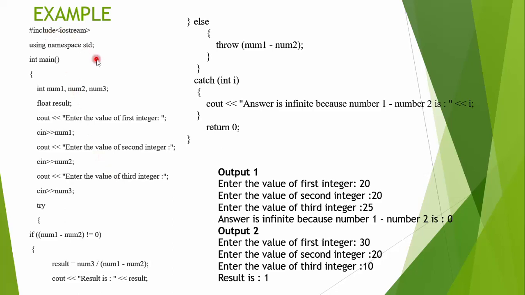This is a very basic, simple example of exception handling. First, as usual, starting with the header files, iostream and std, and then the main function. I am declaring three integer variables, num1, num2, num3, and a float to hold the result.